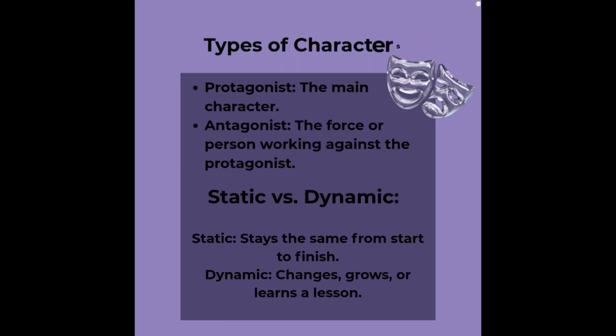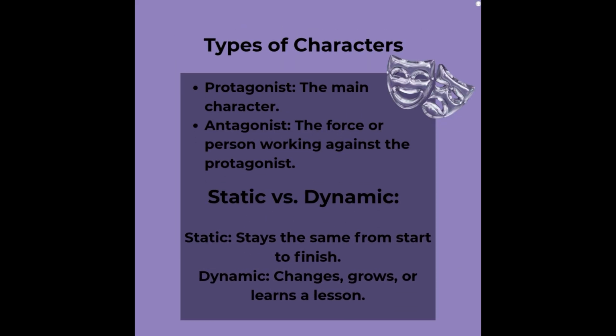Types of characters. The protagonist is the main character. They're not always good, but the one that we follow. The antagonist is the force or person working against the protagonist. Static versus dynamic. Static stays the same from start to finish, whereas dynamic changes, grows, or learns a lesson.